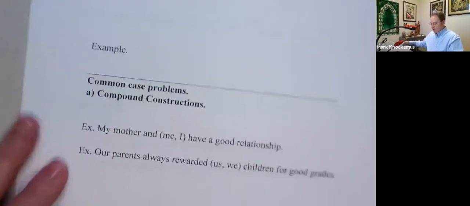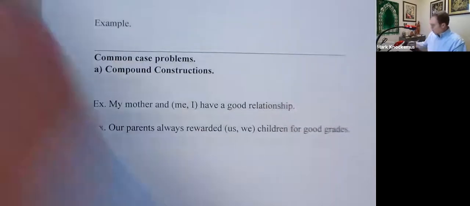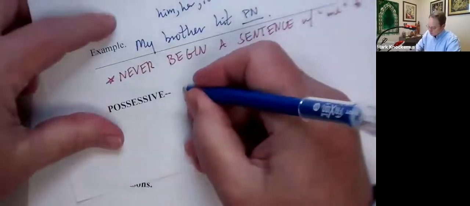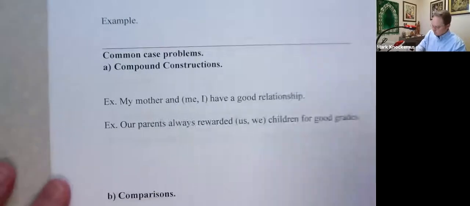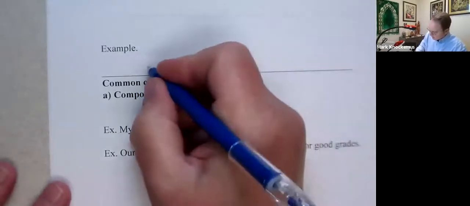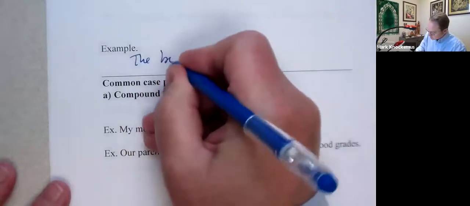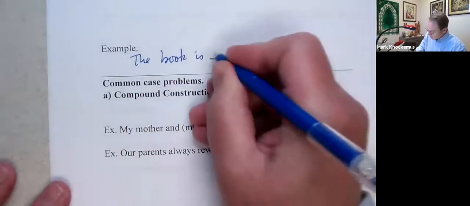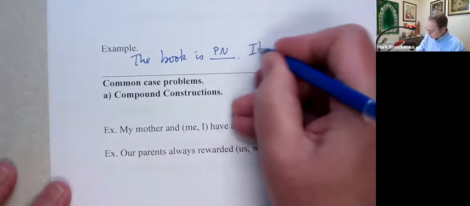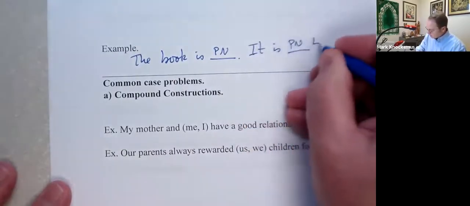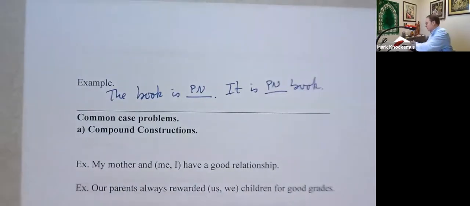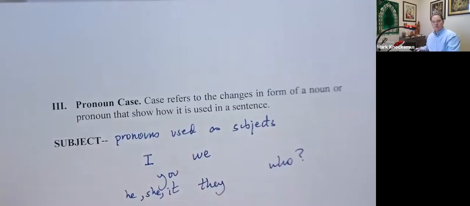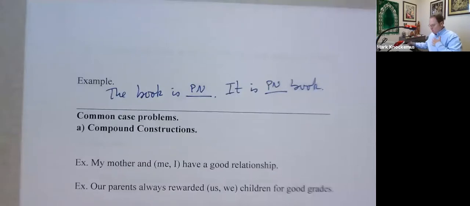Now, the possessive case pronouns, these are used to show ownership. Okay. So we could come up with some little things like the book is blank, and flip it around. It is blank book. So what's going to happen? We're going to see some changes again. So that's what we're talking about when we talk about pronoun case. It's the changes in pronoun form.